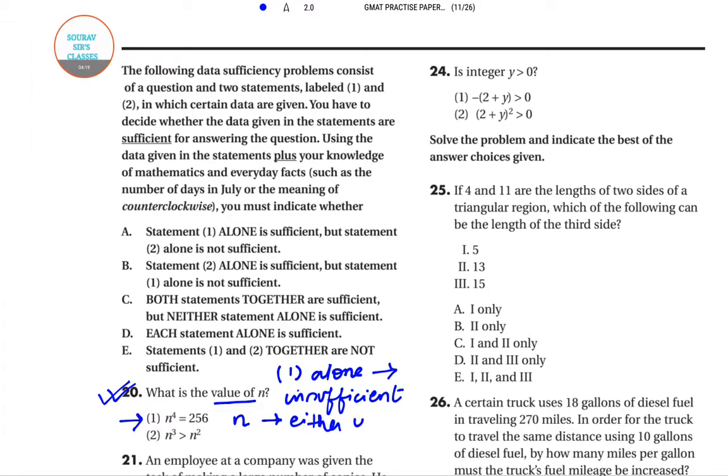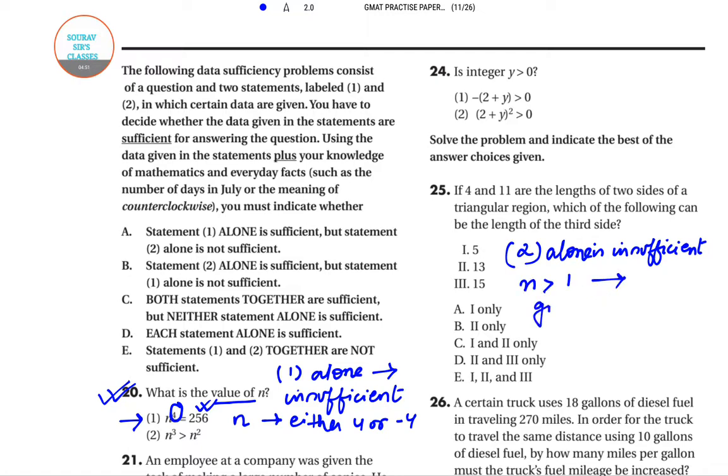4 or minus 4, because n to the power 4 will give you 256 since the power itself is even. Secondly, the second statement alone, which is n cube is greater than n square, is insufficient. Why? Because although it tells us that n is greater than 1, it does not give us the value of n, which the question is asking for.